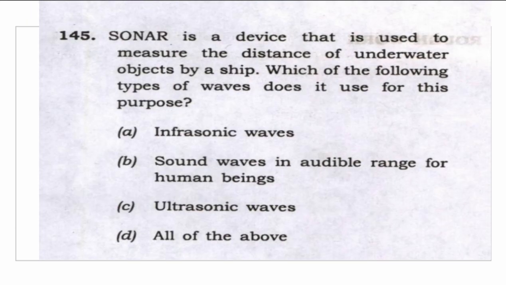The fifth question is, sonar is a device that is used to measure the distance of underwater objects by a ship. Which of the following types of waves does it use for this purpose? The full form of sonar is sound navigation and ranging. This device is used for exploring and mapping the ocean, and it uses ultrasonic waves. Option C is the correct answer.